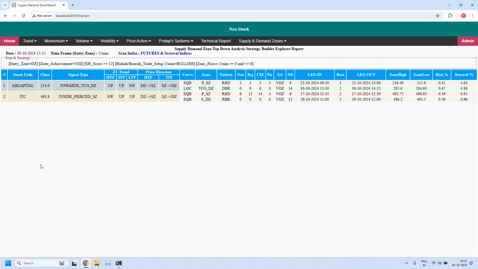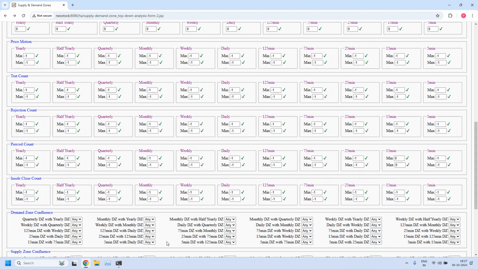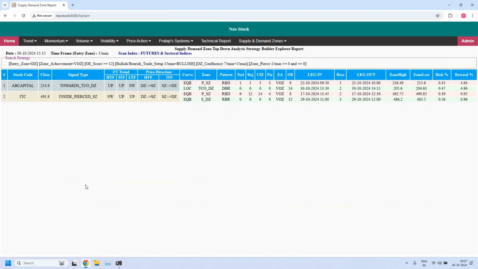2 stocks are filtered. Currently we have only 2 stocks that are supporting a bullish trade setup for daily income trade, that is entry time frame 15 minutes, entry zone, demand zone. Among these 2, how many are having ITF confluence? Let's verify. In the demand zone confluence, 15 minutes demand zone with 75 minutes demand zone confluence, filter is enabled. Both the stocks are having ITF confluence. That means the LTF zone is part of the ITF zone, that means the 15 minutes demand zone is part of the 75 minutes demand zone. And the 75 minutes trend is uptrend.